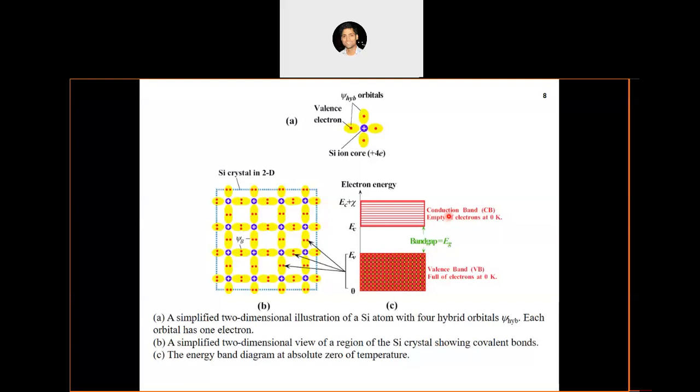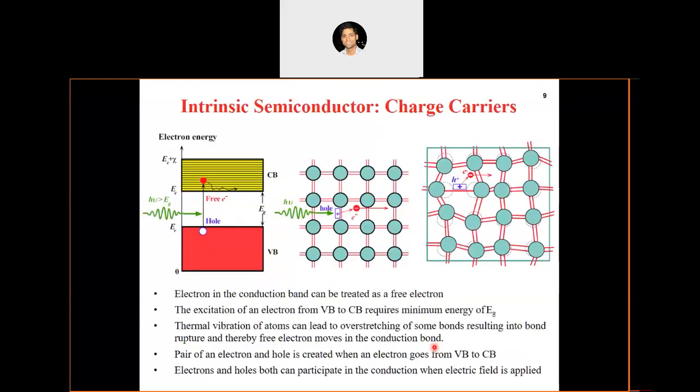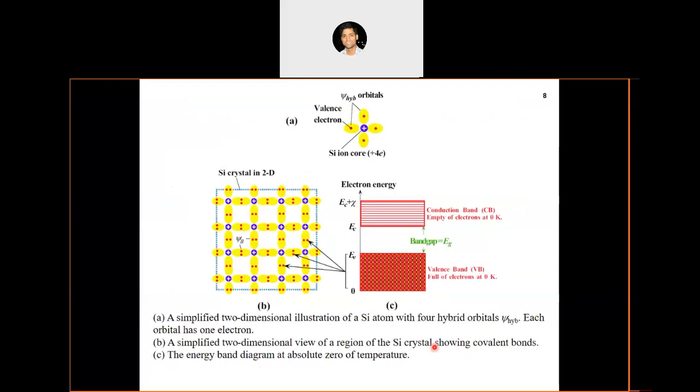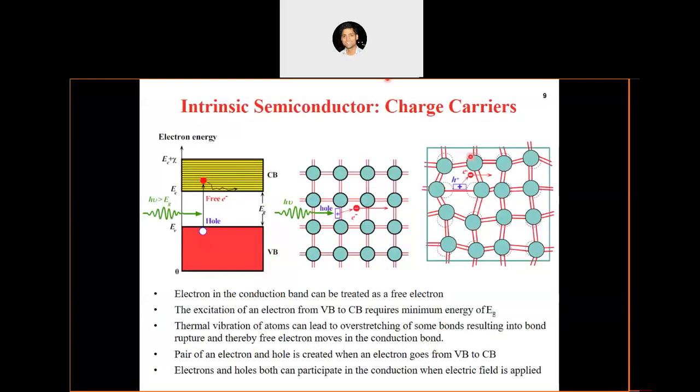Was anyone trying to ask any question? Okay, fine. Any questions so far on the band splitting, band diagram of a semiconductor? Okay. If there are no questions, let us continue.